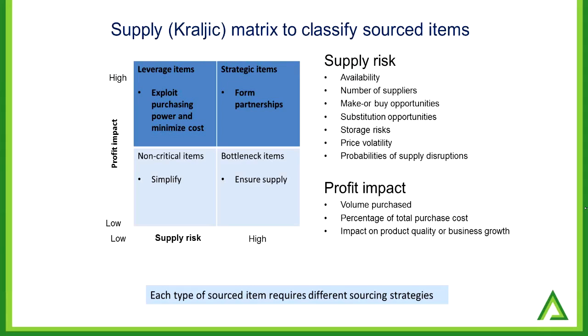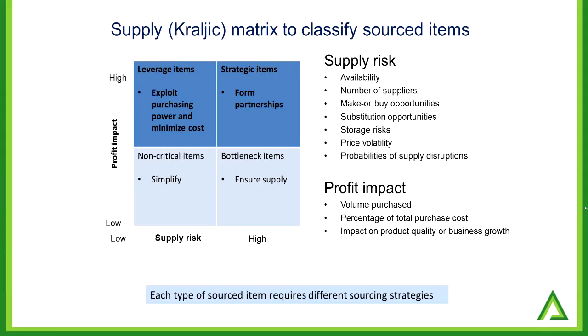The supply risk itself is multidimensional. It involves availability of the item, obviously the number of suppliers who can supply those kind of items or ingredients for food companies, whether those items can be substituted, whether there are any storage risks involved, what is the volatility of prices of those particular items or ingredients or commodities, and the probability of supply disruption. So these can be typically assessed to find out what is the extent of supply risk for that particular item or commodity.